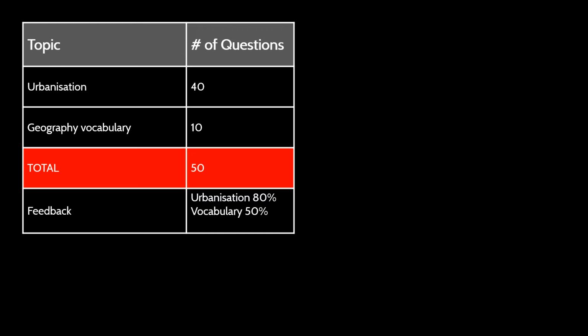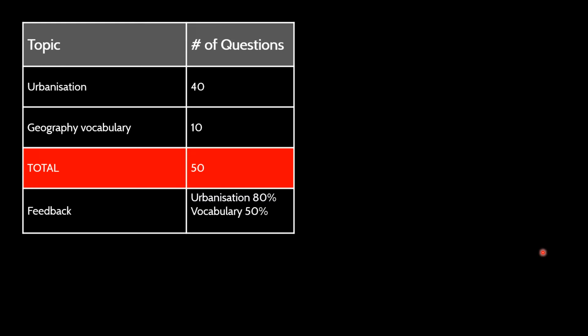Say I had 10 questions that were specifically about vocab and 40 questions that were specifically about urbanisation. Now I could report back to students and parents with a little bit more information. I could tell them that they got 80% of the urbanisation questions right and 50% of the vocabulary questions right. Now, that might be a bit of a pain to give feedback like that. It's more detailed feedback, but of course it's more information that the student can use to improve.